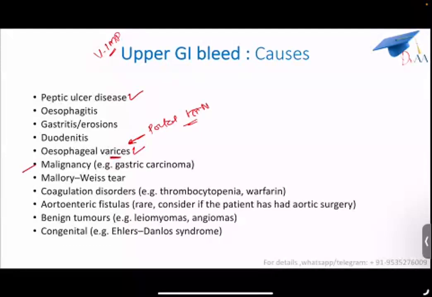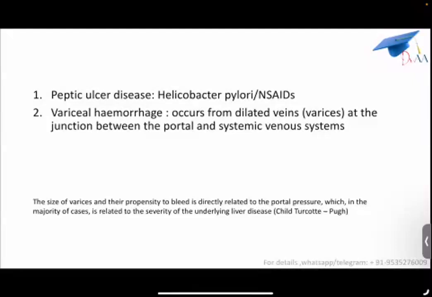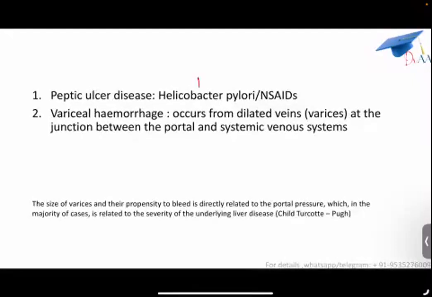Other causes might be malignancy, clotting disorders, tumors, congenital abnormalities, or inflammation like esophagitis, duodenitis and gastritis. So, different causes, but we are mainly worried about peptic ulcer disease and esophageal varices. These are the most common disorders which cause upper GI bleed. What are the causes for ulcers? The first most common cause for a peptic ulcer, either in your duodenum or in your stomach, is H. pylori. The second most common cause for ulcers is NSAIDs.